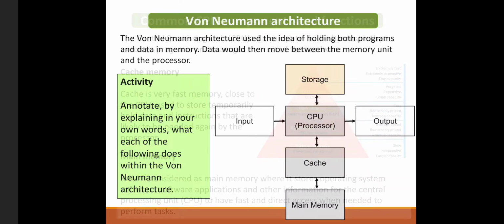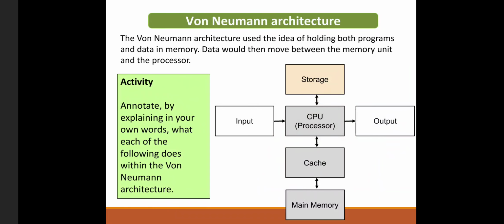Before we move forward, I want you to pay attention to the arrows, and you can see where the arrows are on this diagram. You can see that the arrows are going back and forth. It means that the programs and data are able to flow to and from the memory and the processor, and also from the storage devices.